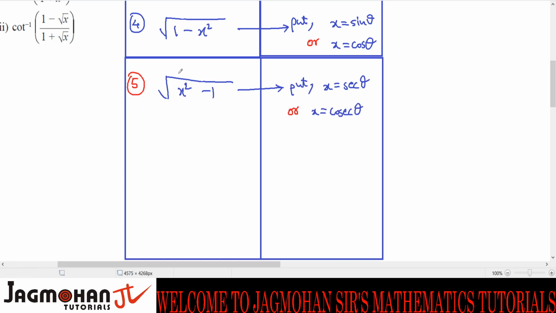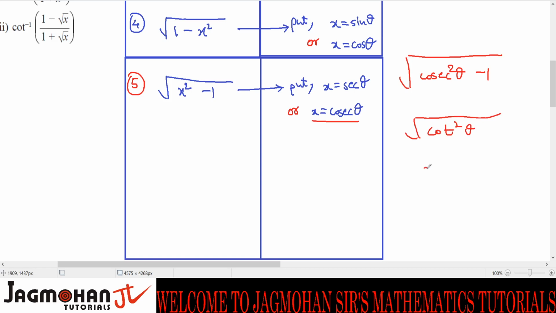Because if that is done, then look at this expression, what this will become. Suppose I substitute here x as cosec theta for this expression. So I will get here square root of cosec square theta minus 1. And you know, cosec square theta minus 1 is cot square theta. So this will become root of cot square theta, which is cot theta. I hope it is clear now.